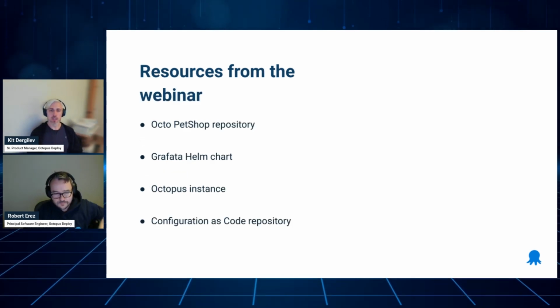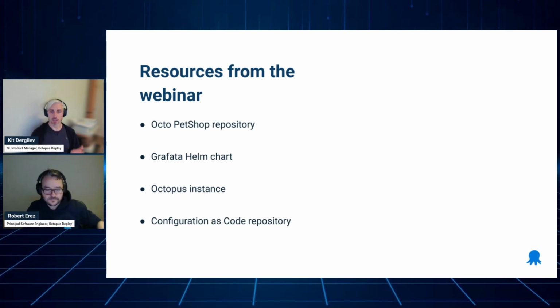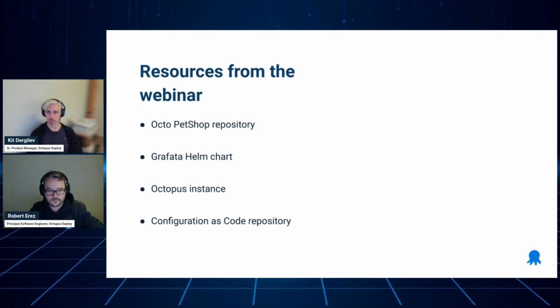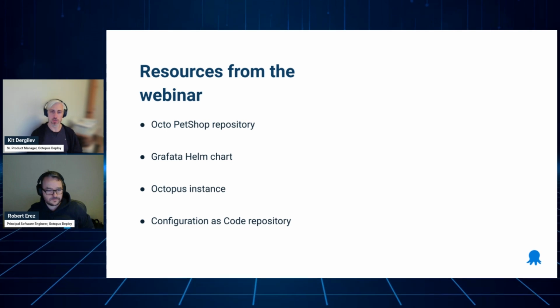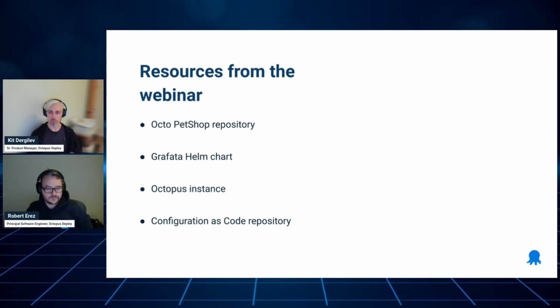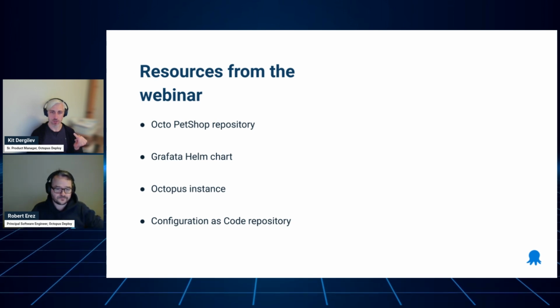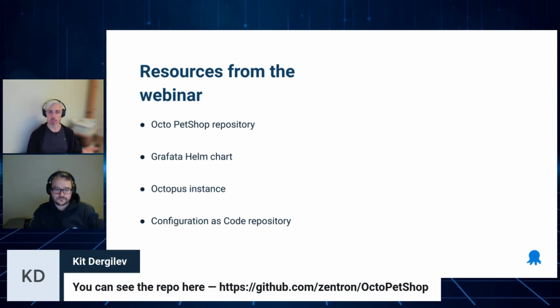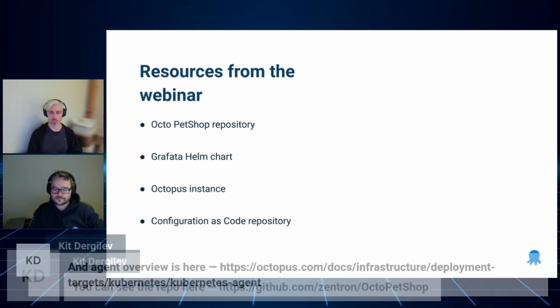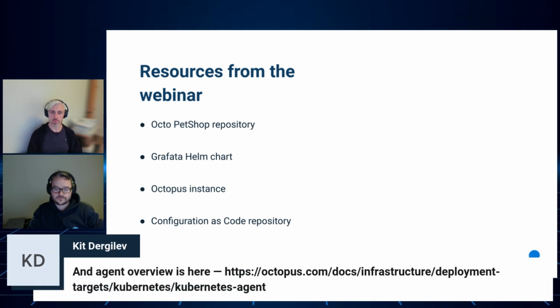Cool. While we were talking through the webinar, we showed you the repositories where we store configuration. We showed you the Octopus instance, and we save the configuration as code in the same repo. The links were in the chat, now they're on the screen, and we'll add them to the webinar on YouTube. So you can totally go there, explore it all yourself, and look at how it was done.